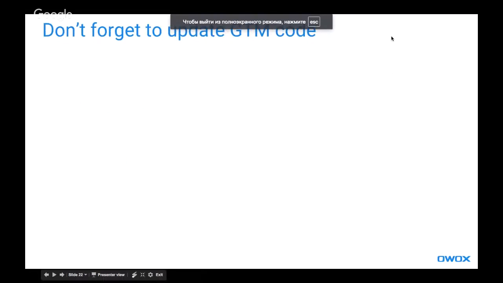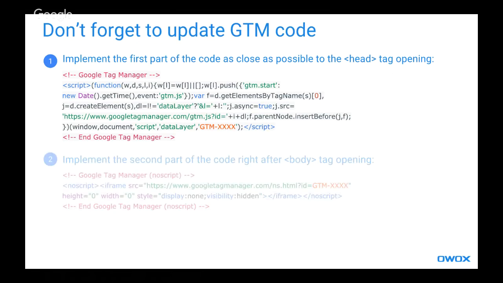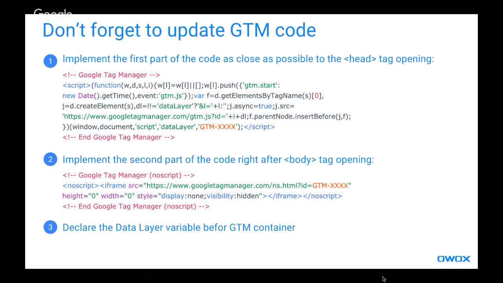Please note that recently Google Tag Manager had released new rules of placing the Google Tag Manager tracking code. The first part of the code should be as close as possible to the head tag opening. And the second part should be right after the body tag opening, as close to it as possible. And if you remember, before everything had to be after body tag, so now it has been split into two different parts. And since you've changed that, you'll also have to declare the data variable before GTM container.